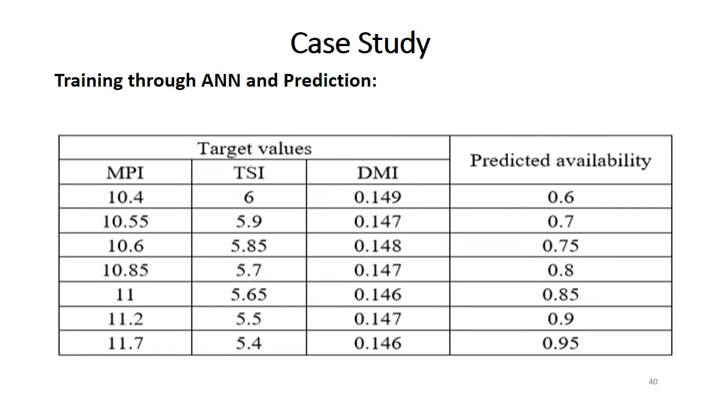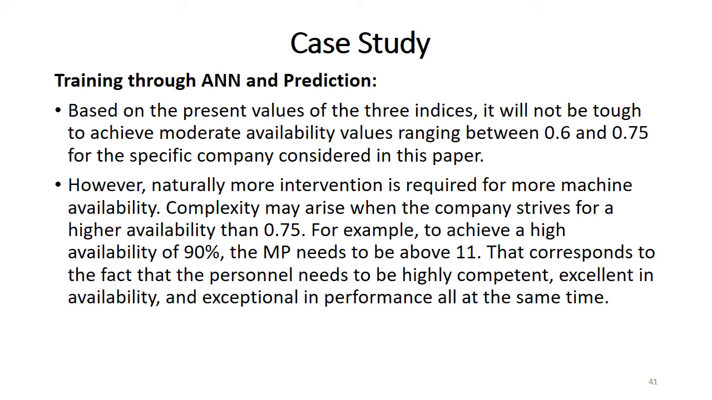Here is the table showing the relationship between the desired availability and the external factors, and we can see how the external factors change as the desired availability values increase. Compared to the present values of the three indices, it will not be tough to achieve moderate availability values ranging between 0.6 and 0.75. Naturally, more intervention is required for more machine availability. But complexity may arise when the company strives for a higher availability than 0.75.